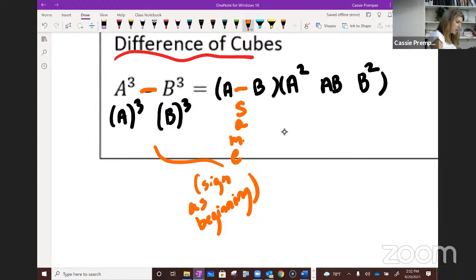You're like, what do you mean as beginning? As this one right here. The next one's going to be a plus. That's not the same, so I call it the opposite. Why will it be an opposite? It's the way that it factors down.